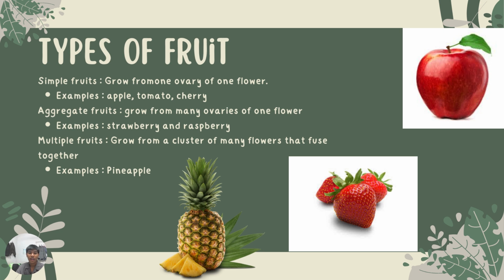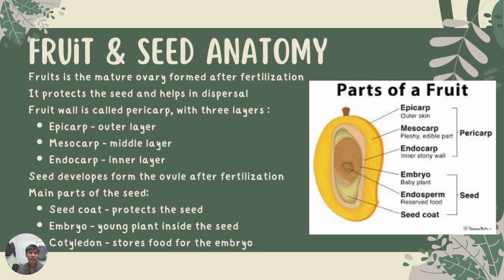And types of fruits, we have three types. Simple fruit grows from an ovary of one flower, for example, apple, tomato, and cherry. Aggregate fruit grows from many ovaries of one flower, for example, strawberry and raspberry. And the third one is multiple fruit, which grows from a cluster of many flowers that fuse together, for example, honeypot. Fruit and seed anatomy.